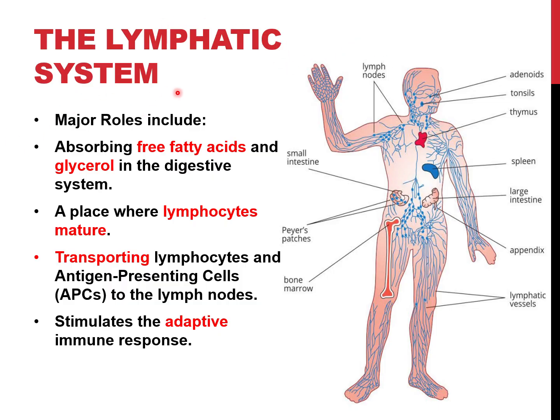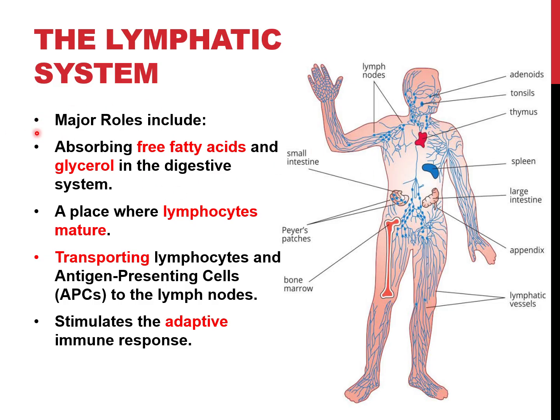So what are the roles of the lymphatic system? Absorbing free fatty acids and glycerol in the digestive system. So as you can see, there's quite a few here near that small intestine area, and that's where your fats will be absorbed, of course. And so that is essentially the fluid within them.